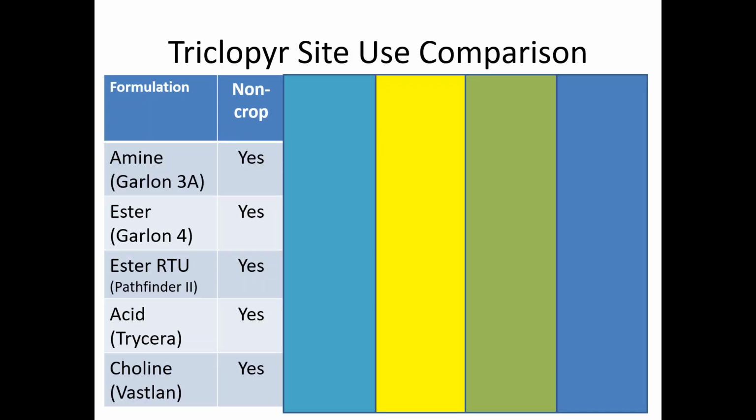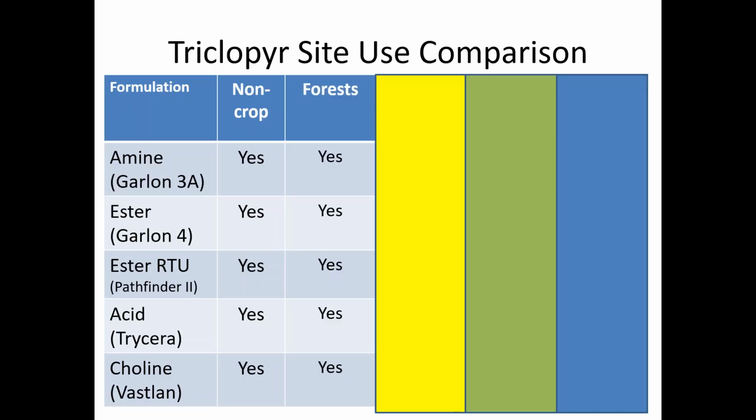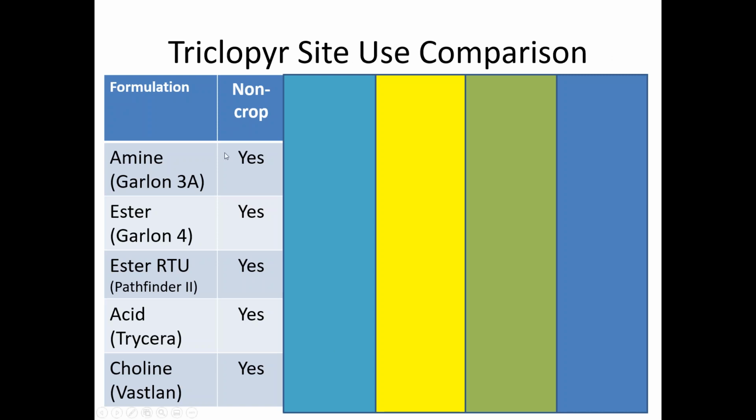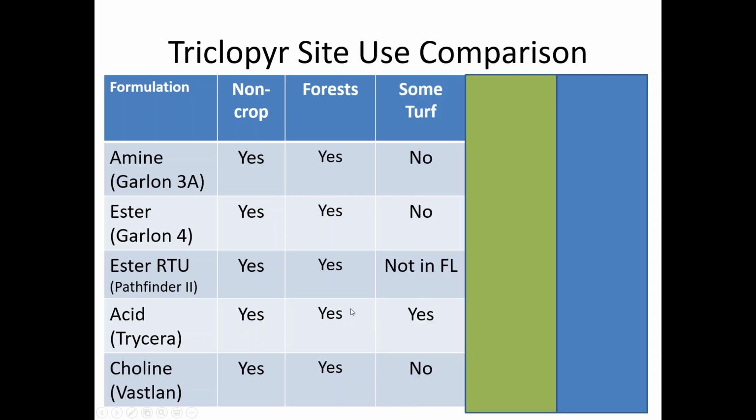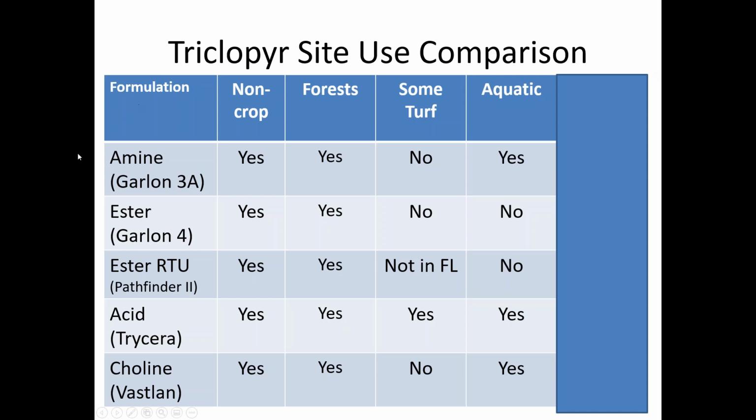All right, so site use comparisons, okay, non-crop. These are all, of course, labeled in the natural areas we work in, which is a good thing. All labeled for use within forest systems. In terms of turf, not that we deal with this too much, but you can see that the Tricera acid formulation actually has some commercial turf uses, whereas the other formulations really don't, in terms of Garlon 3A and Garlon 4 and Vaslan.